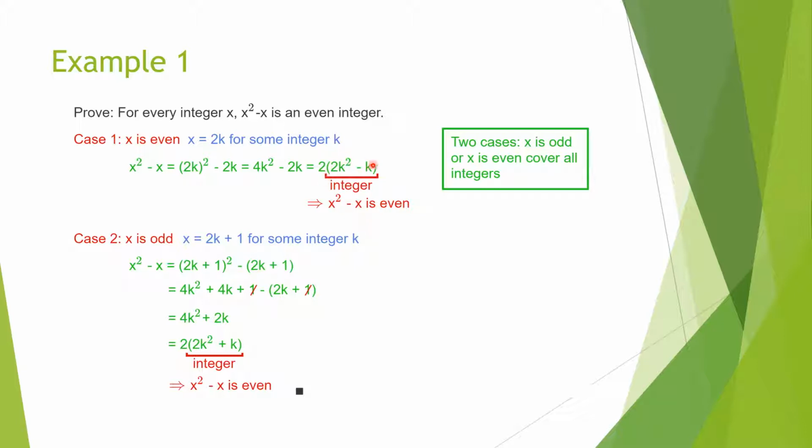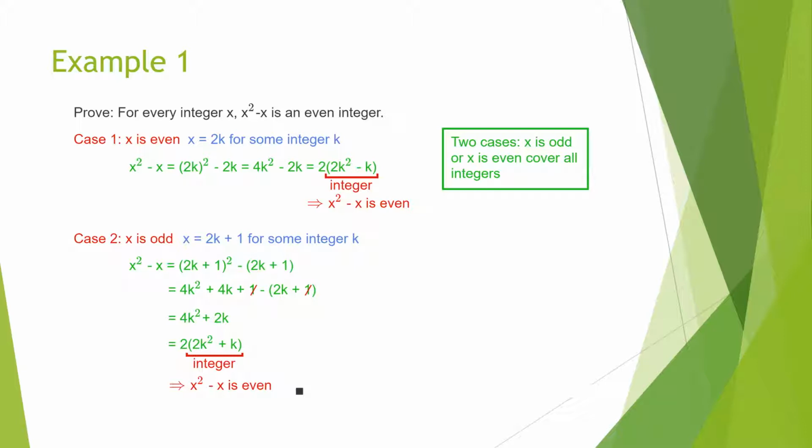2k squared minus k is an integer because integers are closed under addition, multiplication, and subtraction. So we prove that x squared minus x is equal to 2 times an integer, and therefore x squared minus x is even based on the definition of even numbers.